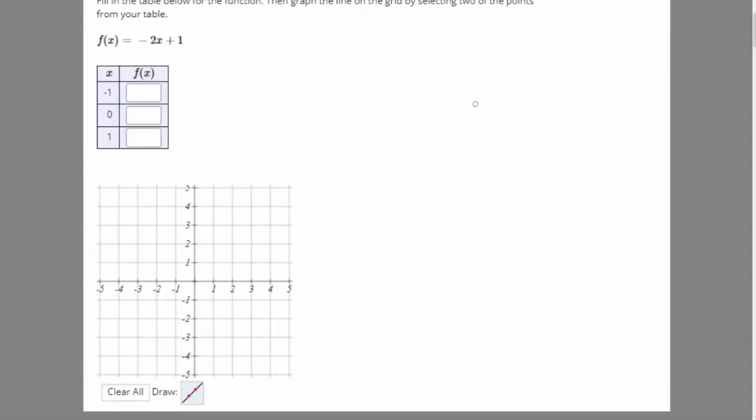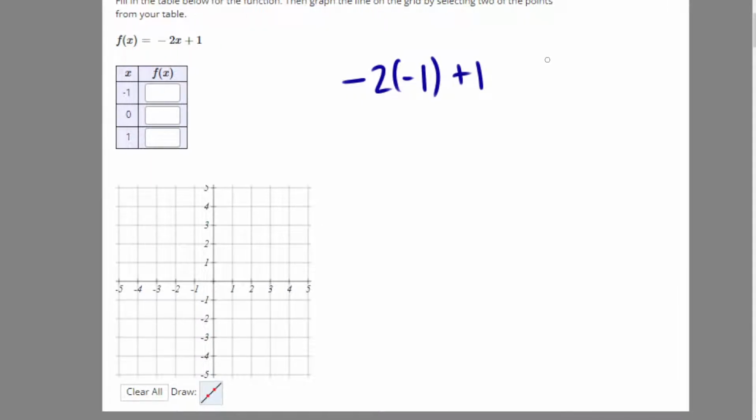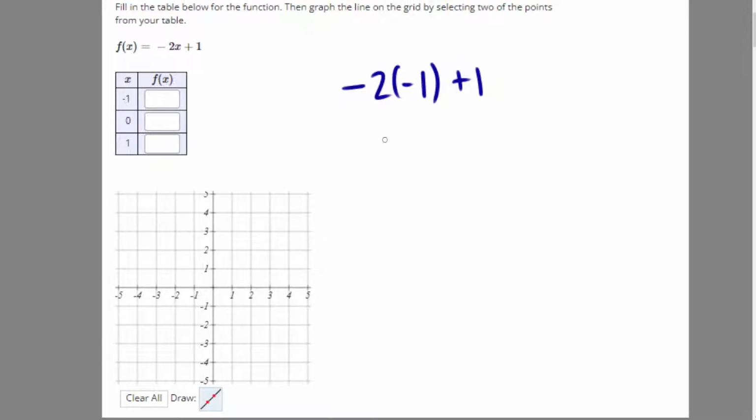Fill in the table below for the function, then graph the line on the grid by selecting two of the points from your table. So we'll put in -1 for x. So -2 times -1 plus 1, and then we can solve that. There'll be +2, because a negative times a negative is a positive, and then +1 equals 3.